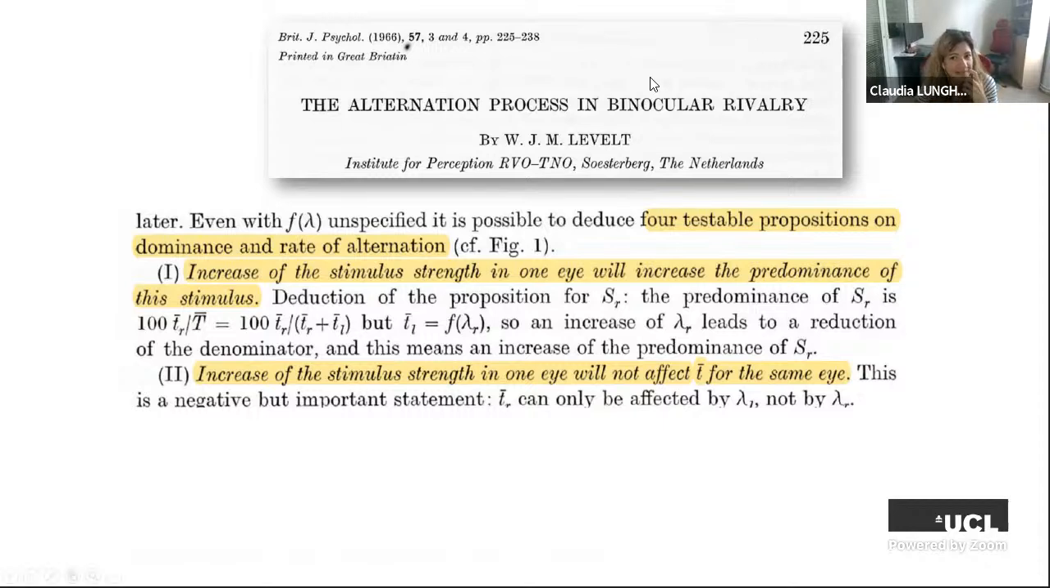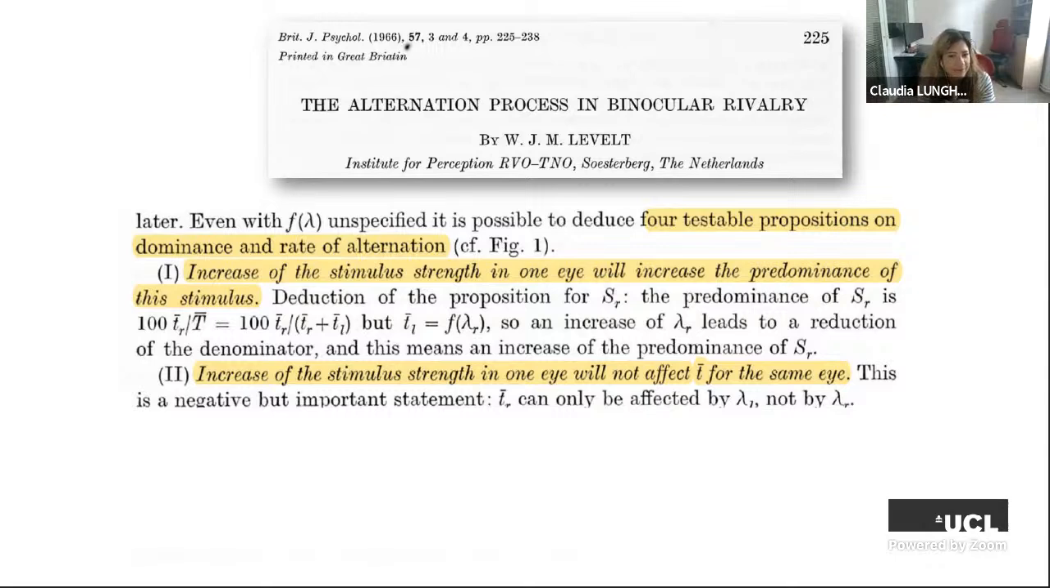So let's say that we increase the strength, so the contrast, for example, of the stimulus presented to the right eye. What will happen is that the mean phase duration of the right eye will not change, but the mean phase duration of the other eye will be reduced. So we increase the contrast, we increase the strength, and we reduce the suppression of that stimulus rather than increasing its dominance duration.